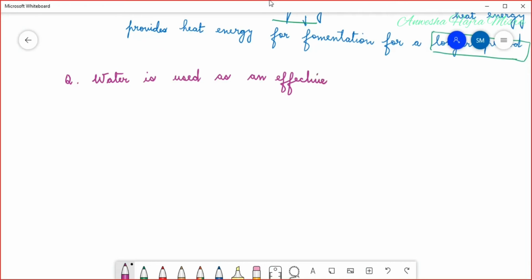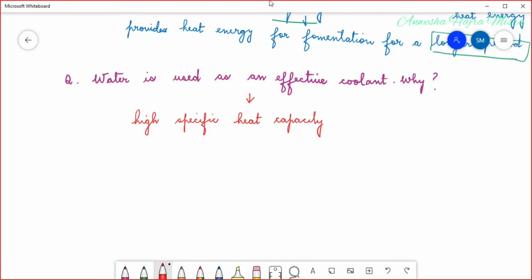Water is used as an effective coolant. Why? Now the keywords here again will be: one is the high specific heat capacity of water. Water has high specific heat capacity. This is one keyword.